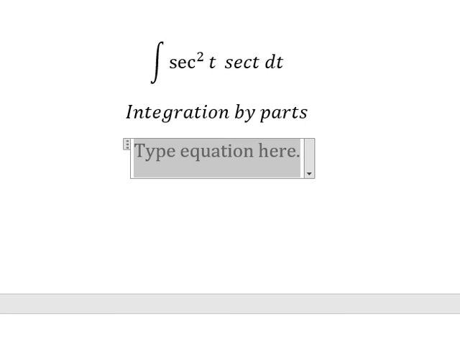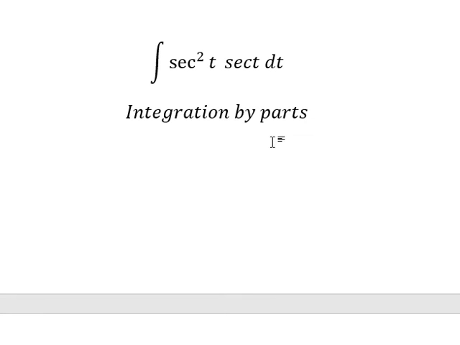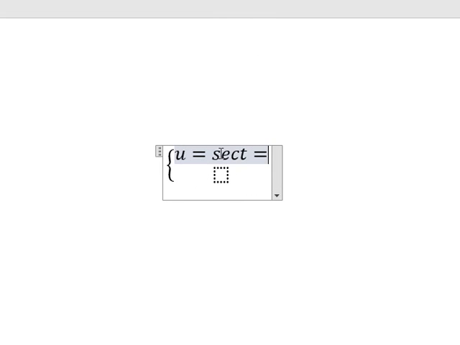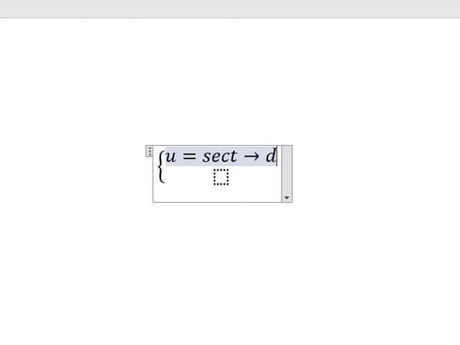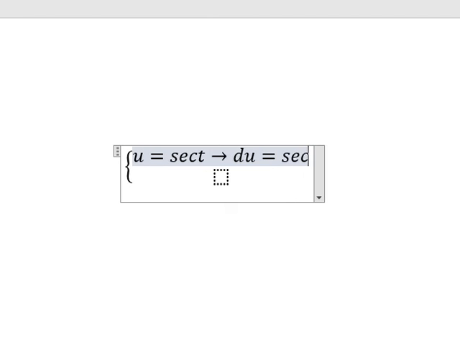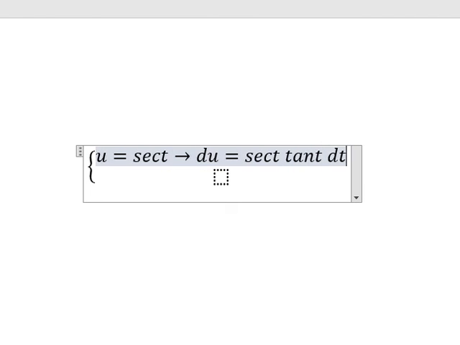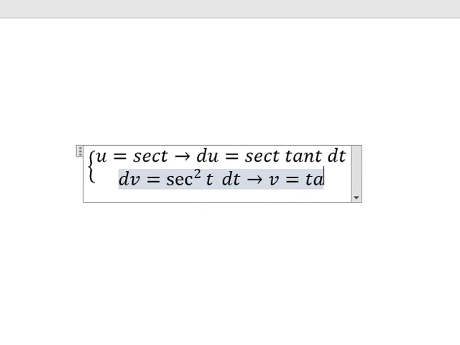The next one I will put about u equals to secant of t. Later that we do first derivative for the both sides, and you got about secant of t tan t dt. dv we have secant of t squared dt. So the integration of this one, we have v equals to tan t.